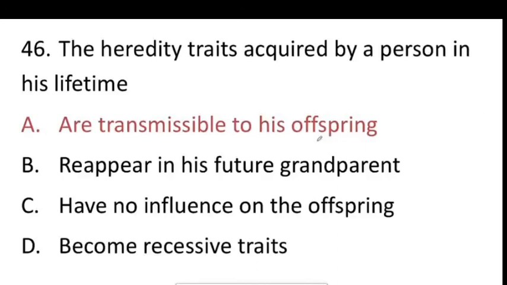Ang ibig sabihin po ng offspring dito ay anak. Okay, so whatever trait you have acquired in your lifetime, those traits are going to be transmitted, those traits are going to be inherited by your offspring, by your anak. Okay, so natatransmit po siya sa inyong mga anak.